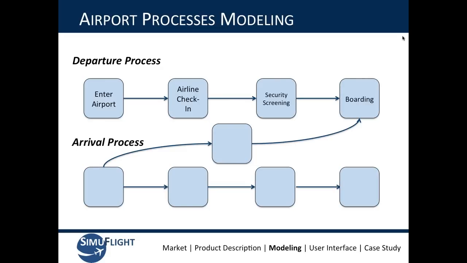For arrival process, the model simulates the flow of arriving and the transfer passengers. After leaving the airplane, arriving passengers join the line for immigration service. Then these passengers go to the baggage claim area and wait for their luggage. Finally, they leave the airport.